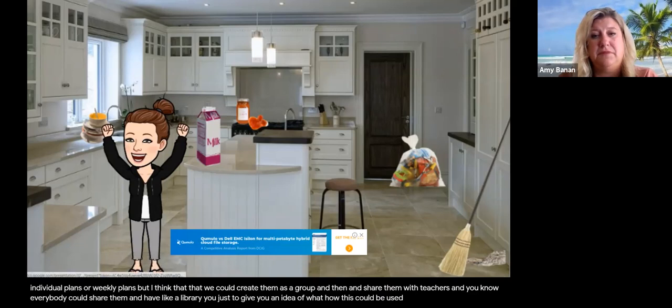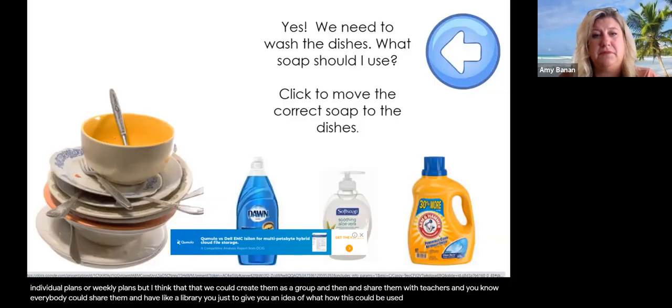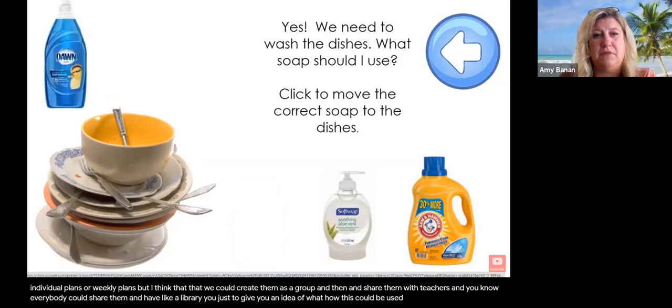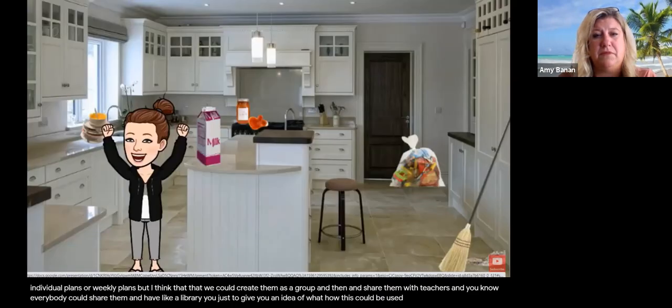So we have dirty dishes. We need to clean those up. If they click on the dirty dishes, it takes them to this page. Yes, we need to wash the dishes. What soap should I use? Now they have to click the correct soap to use on the dishes. Obviously, if they click hand soap or the laundry soap, nothing's going to happen. So we want them to click the Dawn soap, and that will be correct. And then they can click the arrow to go back to the kitchen.